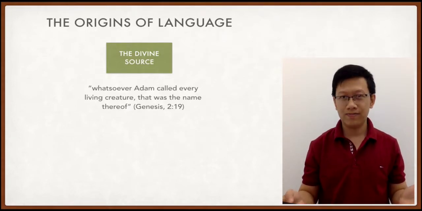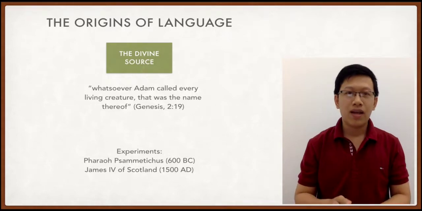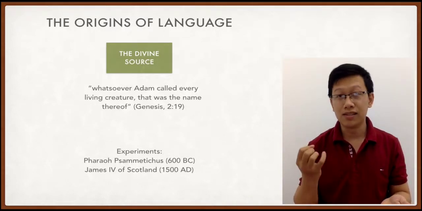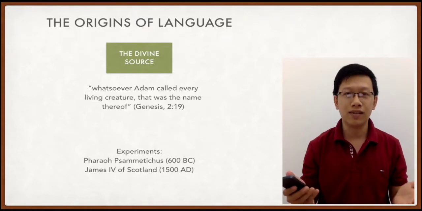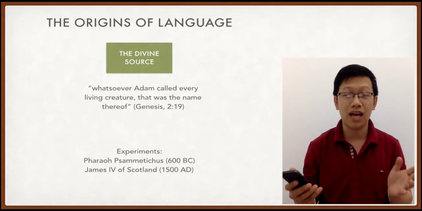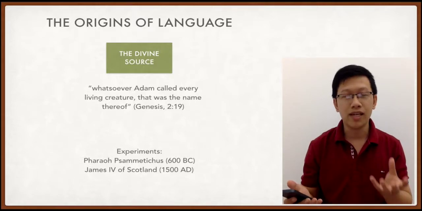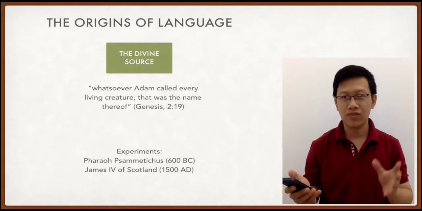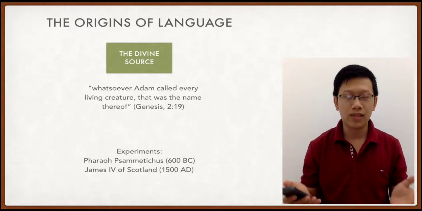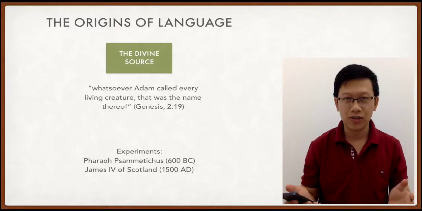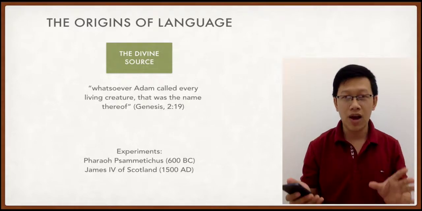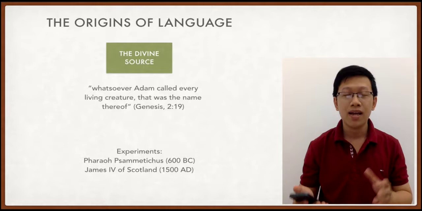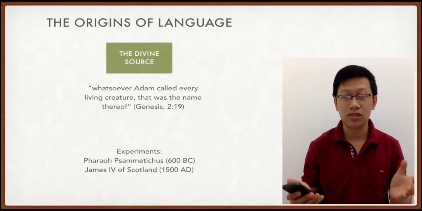religions as well. However, when we say the divine source, it means this is a scientific theory, and a scientific theory has to be supported by scientific evidence. Meaning there has to be experiments with proof to prove that language actually came from God. Two recorded experiments have been found. The first one was done by a pharaoh. His name was Psammeticus in 600 BC. And the second person was James IV of Scotland.